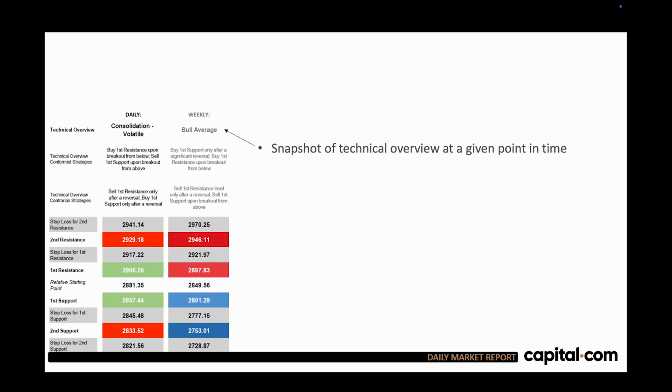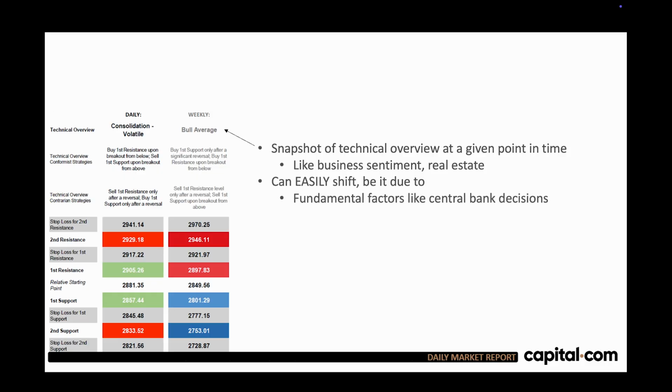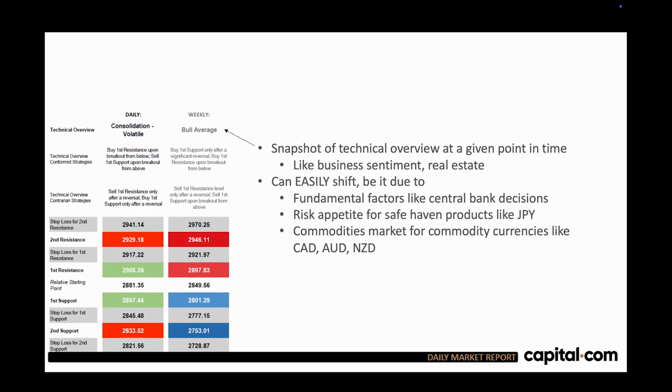But the thing about technical overview is that it doesn't predict the future. It's a snapshot of the technical overview at any given point in time, a bit like business sentiment or real estate. If you're going into a market and you just ask, where have prices been going? They've been going up. Does that mean it's going to keep going up? No, but it does tell you right now what's been happening as of late. And it can easily shift, by the way, due to fundamental factors like central bank decisions when it comes to the FX majors, risk appetite for safe haven products like Japanese yen or Swiss franc, commodity market for commodity currencies like the Canadian dollar, Australian dollar, New Zealand dollar. Therefore, eventually it's going to shift. It's a matter of how you want to trade it until it does shift.